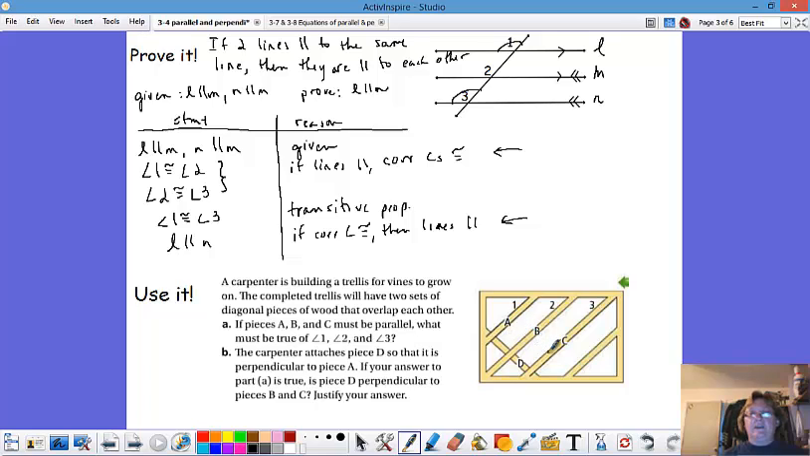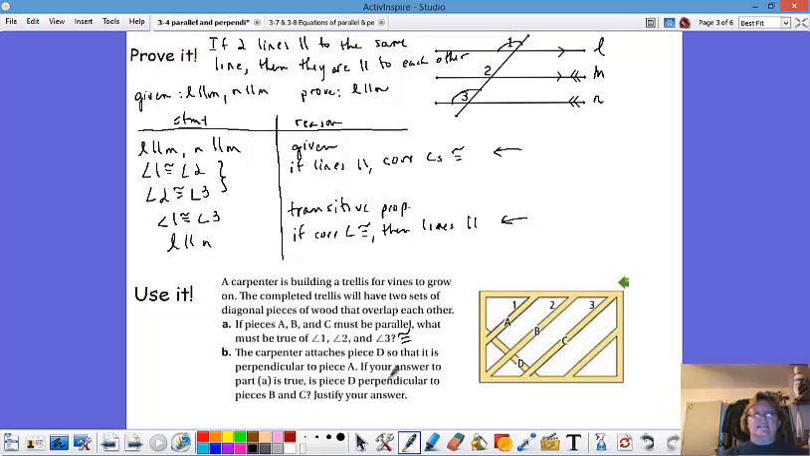If those are going to be parallel, what has to be true of these angles at 1, at 2, and at 3? Well, considering this top line to be a transversal and each of these to be parallel, if that's what we want, then those angles 1, 2, and 3 have to be congruent. They're corresponding angles, and we need them to be equal if we want parallel lines.